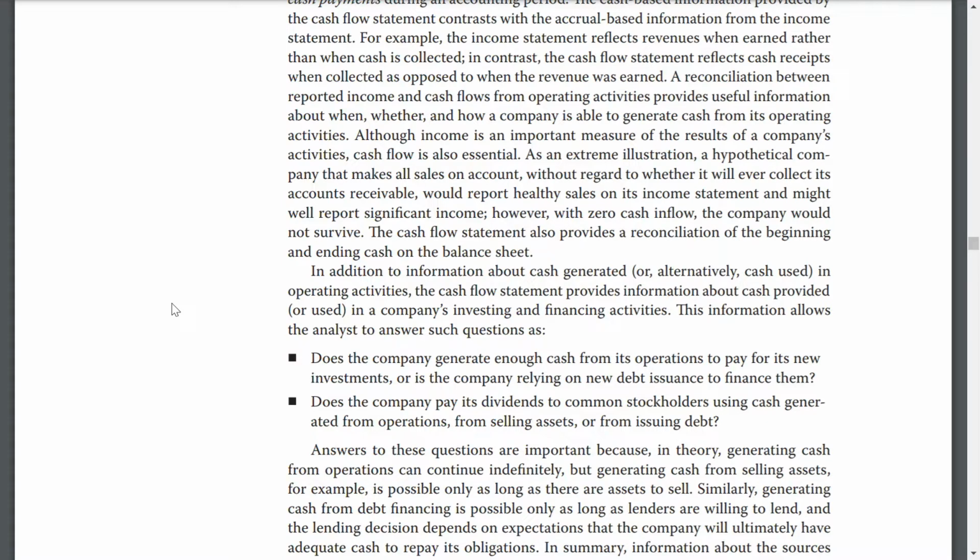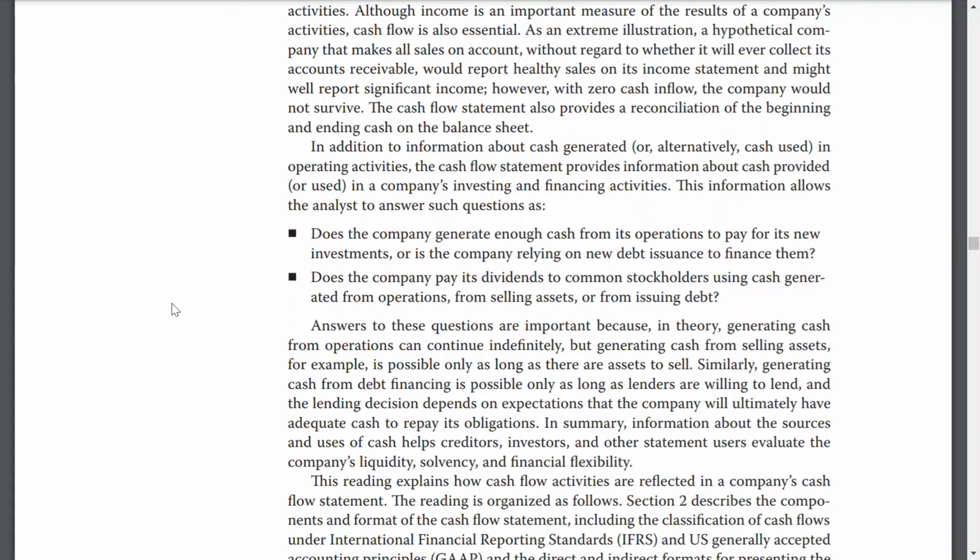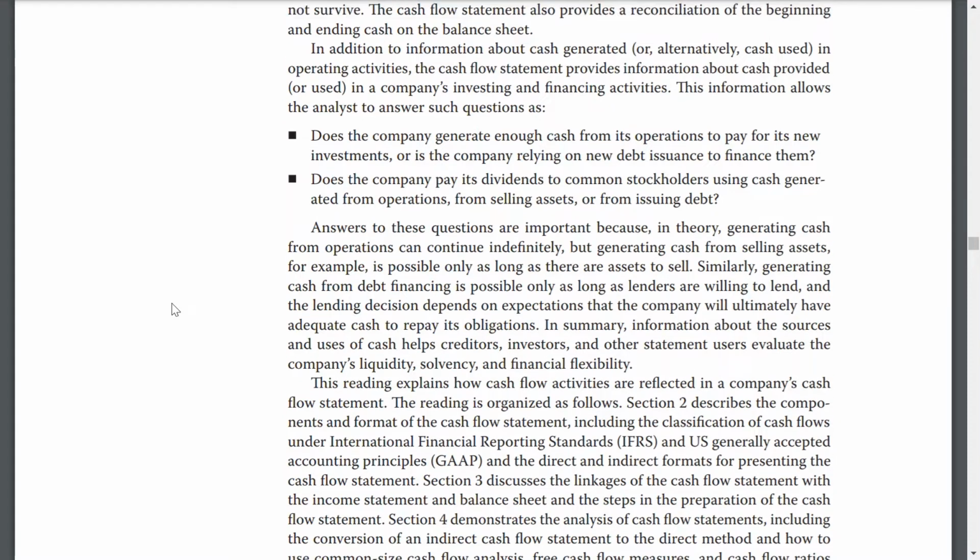The cash flow statement also provides a reconciliation of the beginning and ending cash on the balance sheet. In addition to information about cash generated or used in operating activities, the cash flow statement provides information about cash provided or used in a company's investing and financing activities. This information allows the analyst to answer such questions as: does the company generate enough cash from its operations to pay for its new investments, or is the company relying on new debt issuance to finance them?